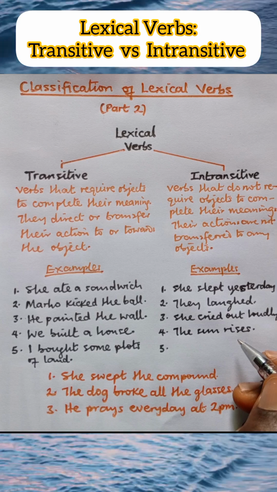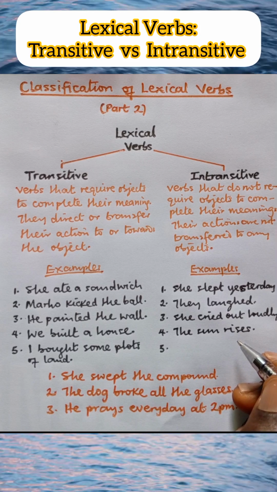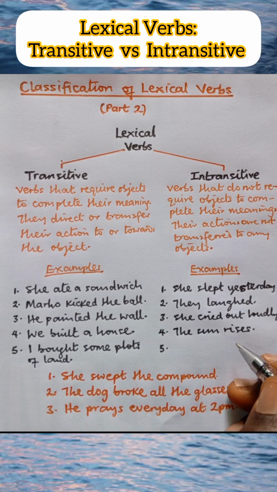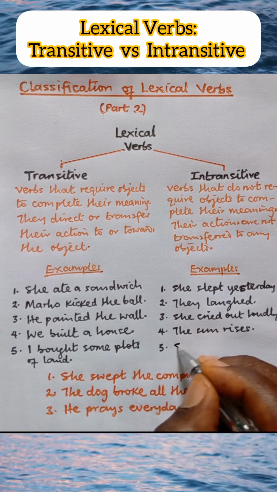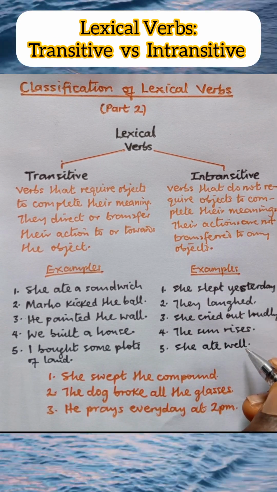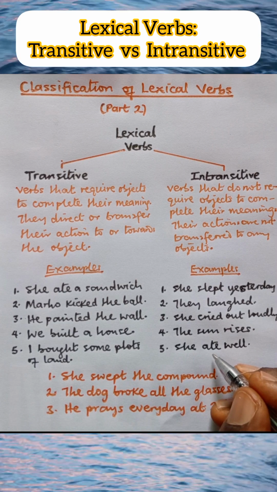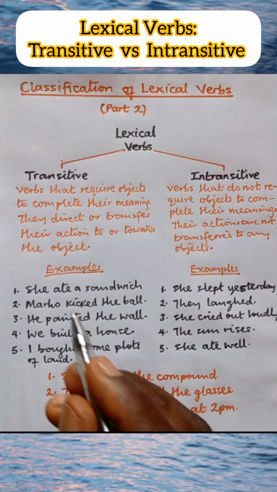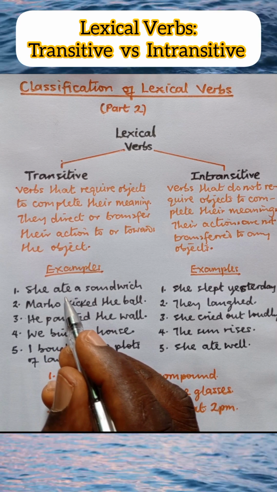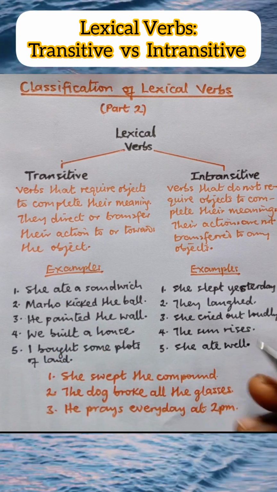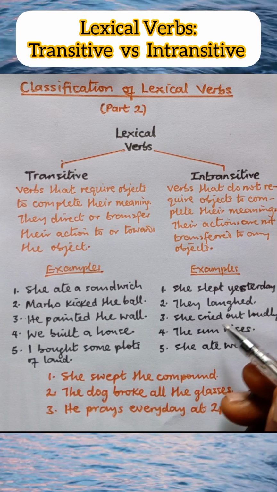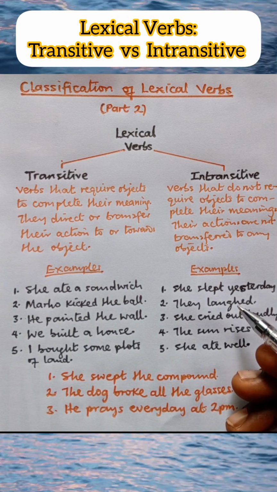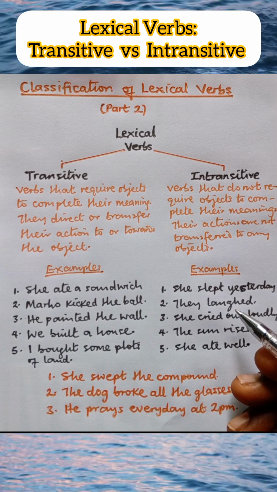Note that some verbs can be both transitive and intransitive depending on whether they have an object or not in sentences. Look at this. She ate well. In this sentence, ate doesn't have an object, whereas in our first example here, ate has an object, which is sandwich. So you notice that slept, laughed, cried, rises, ate do not have objects. They are intransitive verbs.